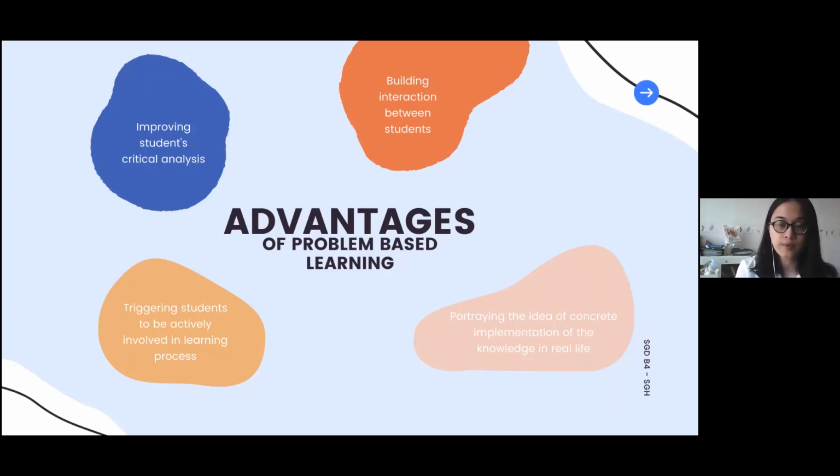And the last one is building interaction between students. The discussion flow in problem-based learning allows students to collaborate with others in order to reach the solution of the given problems. Through the process and dynamics of transferring knowledge, each student will develop their communication skills and interpersonal skills with others. Next.